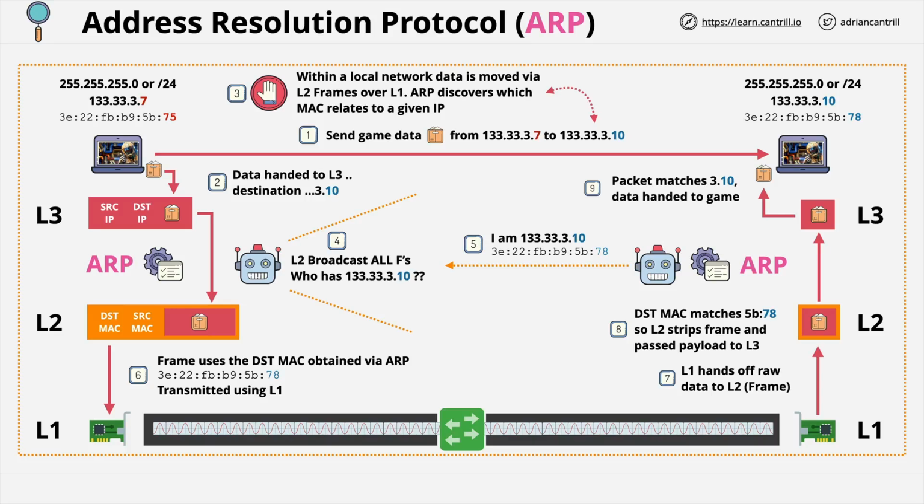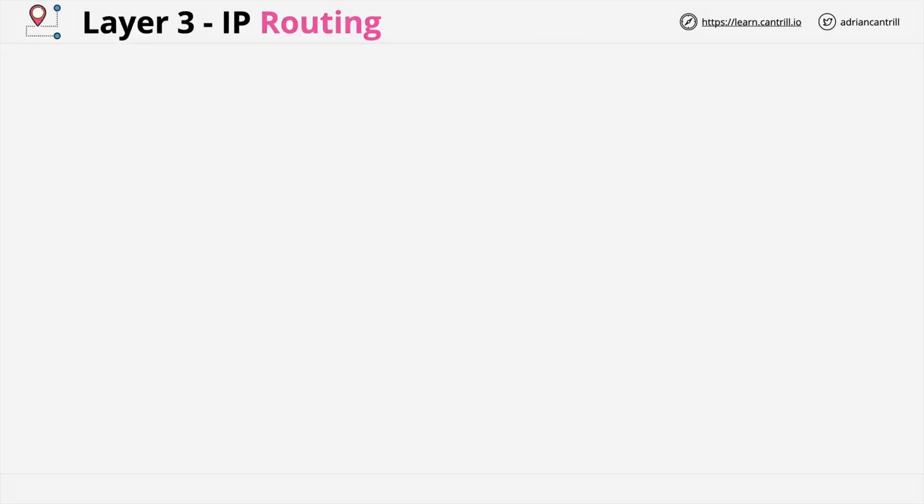So now that you know about packets, subnet masks, routes and route tables, and the Address Resolution Protocol, or ARP, let's bring this all together and look at a routing example. So we're going to go into a little bit more detail now.